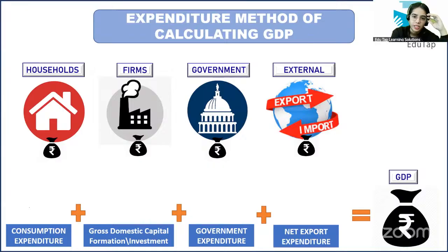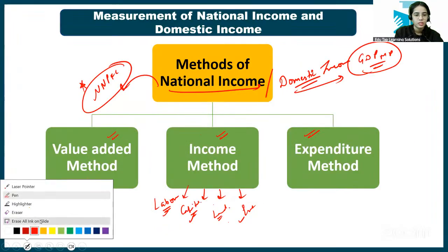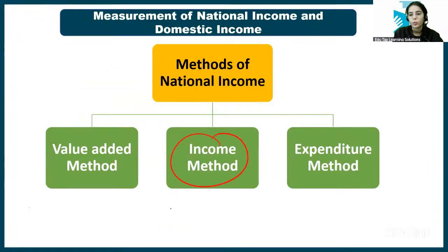Now coming to the expenditure method. See, in the income method, what are we getting directly? We are getting NDP at FC by adding wages plus rent plus interest plus profit plus mixed income of the self-employed. Okay. So this is the income method.